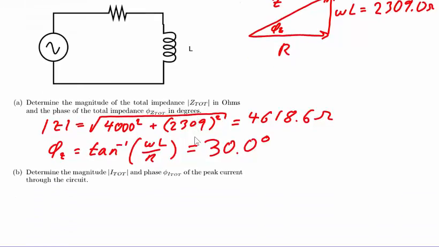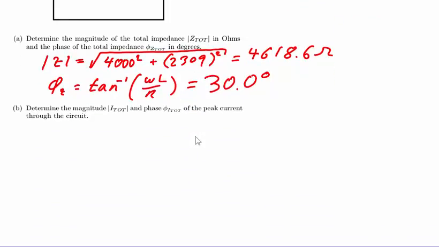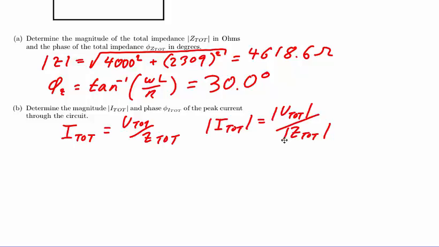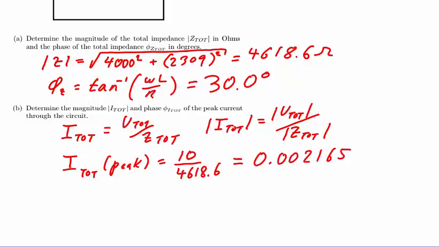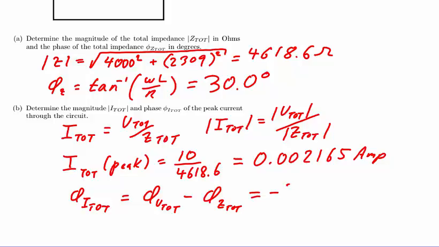For our second calculation, we are to determine the magnitude of the total current expressed as a peak value through the circuit. The total current is total voltage over total impedance, and this implies that the magnitude of the total current is the ratio of the two magnitudes. The prior formula is true in both peak and RMS format, and so we're able to calculate the peak value rather quickly, and the peak current turns out to be just over 2 milliamps. The phase of the total current will be equal to the difference in phase between the total voltage and the phase of the impedance. By convention, we take the phase of the power supply voltage to be 0, and as a result, the phase of the current will be negative 30 degrees.